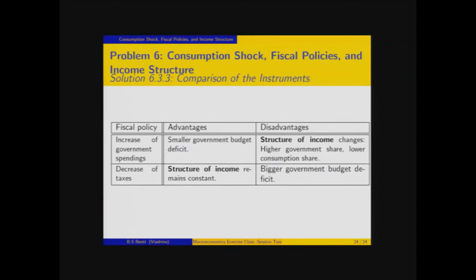When we have a decrease of taxes, the structure of income remained constant, which is an advantage for us, and the disadvantage is a bigger government deficit because our government deficit increased from 0 in a basic scenario to 50 in scenario D.